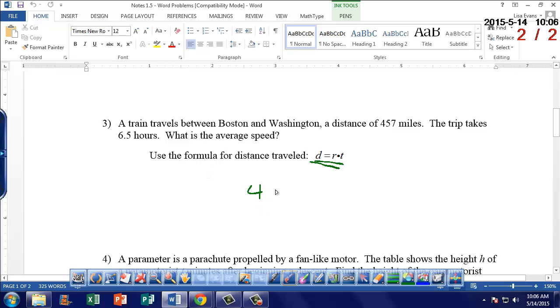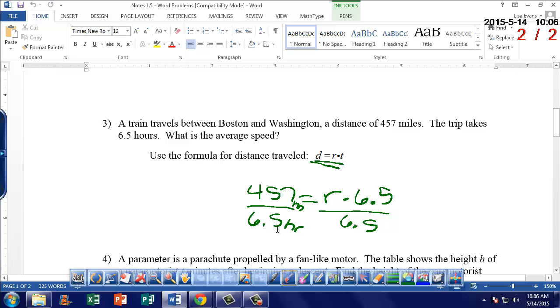The distance is 457. We don't know the rate, but we know the time is 6.5. So I'm going to divide both sides by 6.5. Now, what did you just divide? You divided 457 miles by 6.5 hours. So when we get our R, we are going to get 70.3 miles per hour.